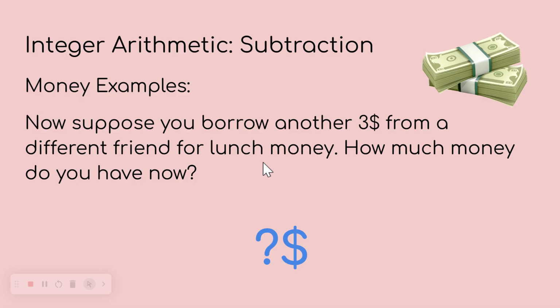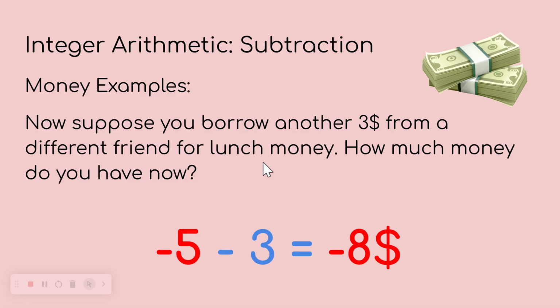Now suppose you borrow $3 from a different friend for lunch money. How much money would you have now? Well, because you're also spending that money on more food, you're consuming the food, you're not keeping the money, so you're in debt a total of $8 now, right? I was in debt $5, I just added another debt of $3, so I'm in debt $8.